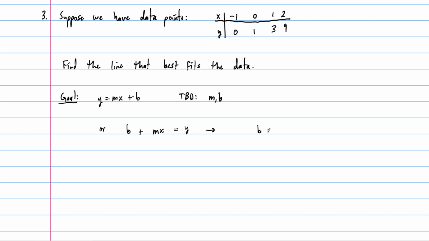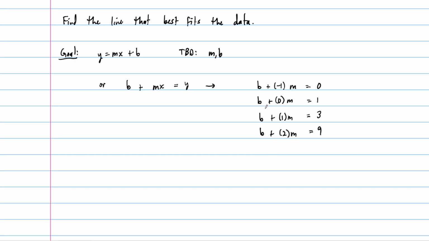So b plus negative 1 times m, I'm plugging in for x, equals 0. And then the second equation would be b plus 0m, 0 for x, equals 1 in the y. Then b plus 1m equals 3. And b plus 2m, that's going to equal 9.